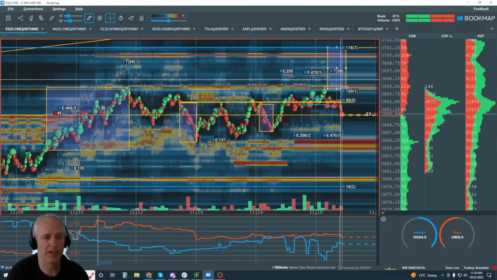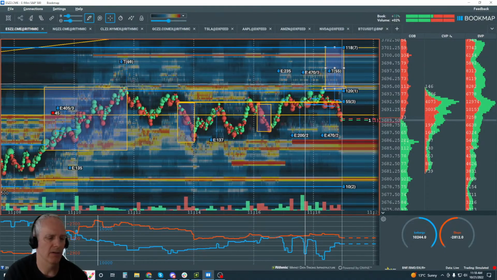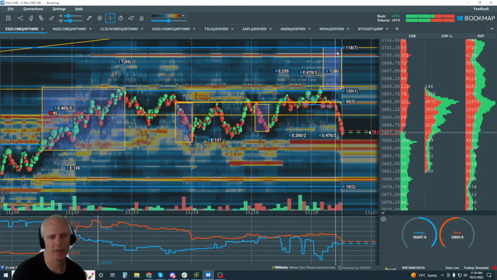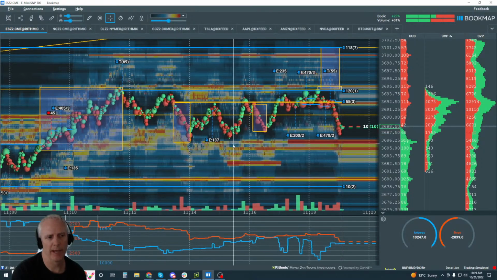Okay, so now see how that kept us away from this so far, because we weren't getting what we wanted here. Okay, if we did get what we wanted, we'd be looking for this up into 01 or 3,700. Okay, we're back in the range here.